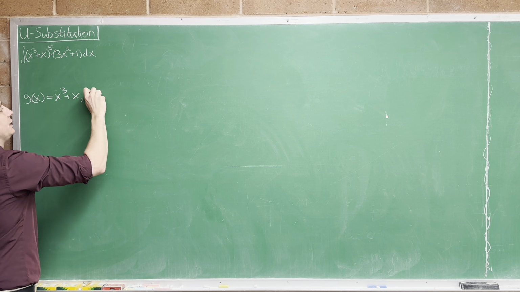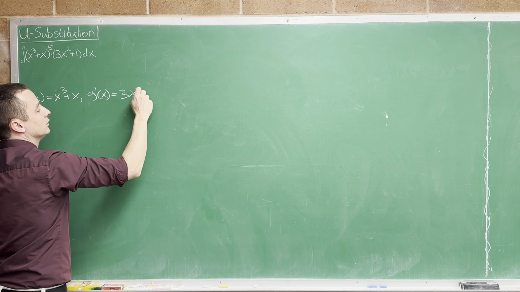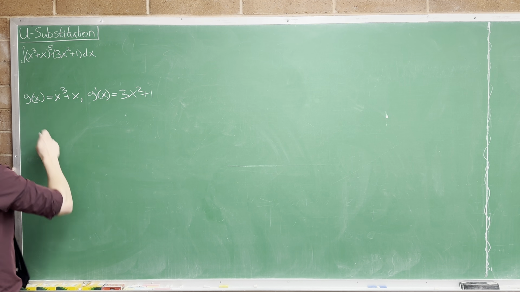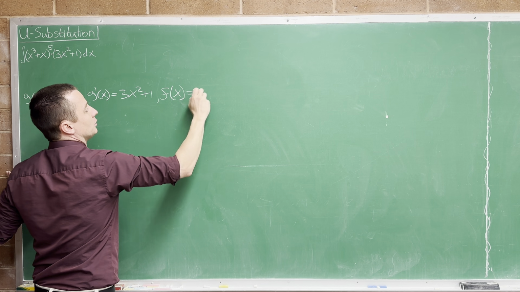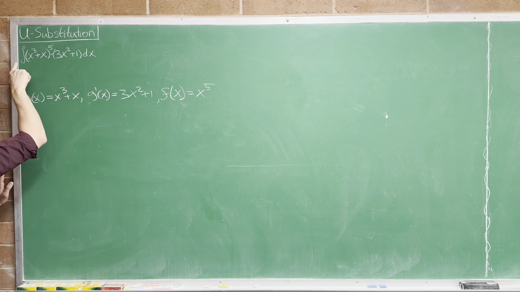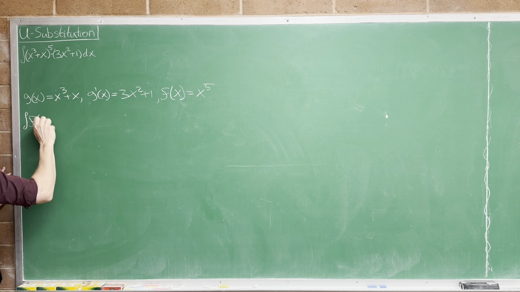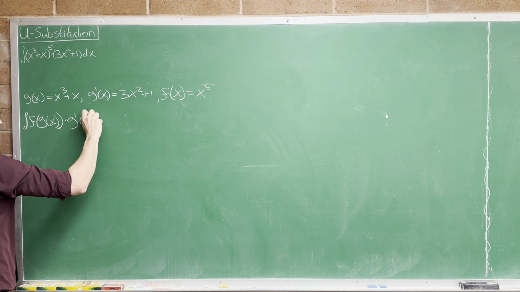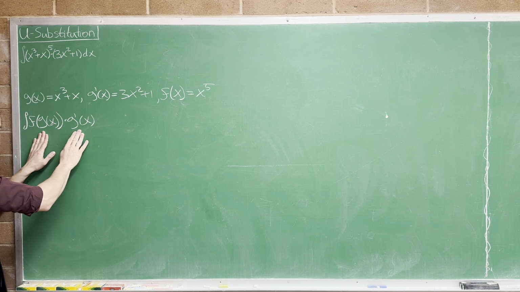What would g prime of x be then? 3x² plus 1, right? And now, notice that if we also called f of x just equal to x to the 5, looking at this is now asking me to do the integral of f of g of x times g prime of x, right? And this looks a lot like the result of our chain rule.